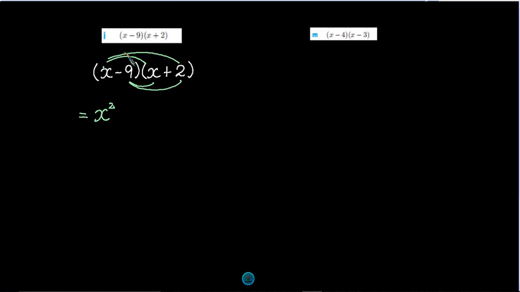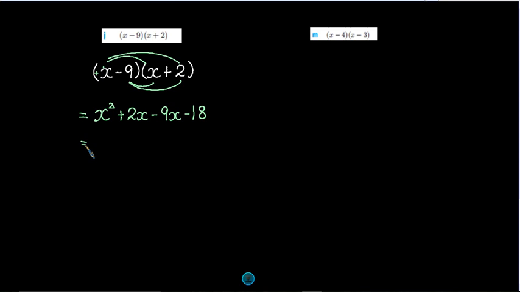We're going to follow this loop here. So x times 2, it's a positive x and it's a positive 2, so it's plus 2x. This time it's minus 9 times x, so it's minus 9x. And the last one is minus 9 times 2. Now a negative times a positive is a negative, and 9 2s are 18.